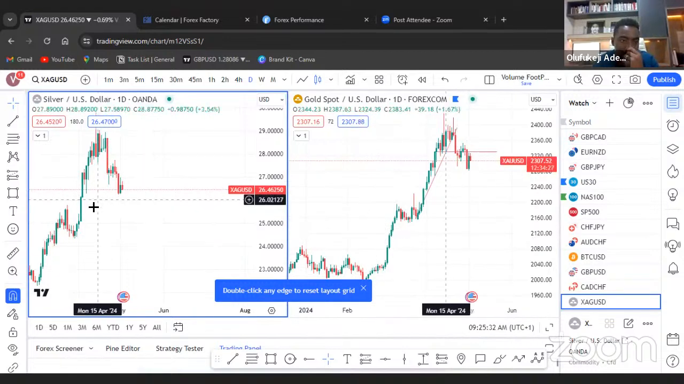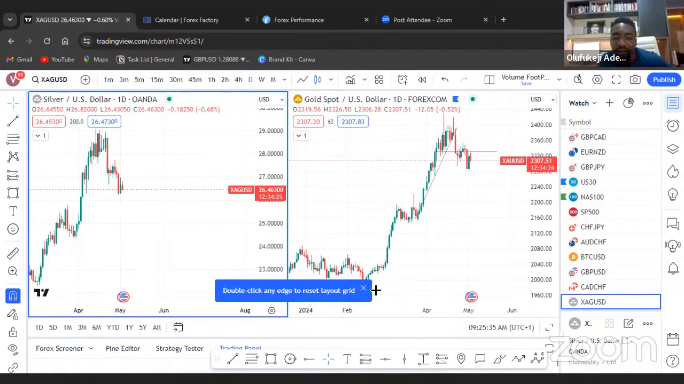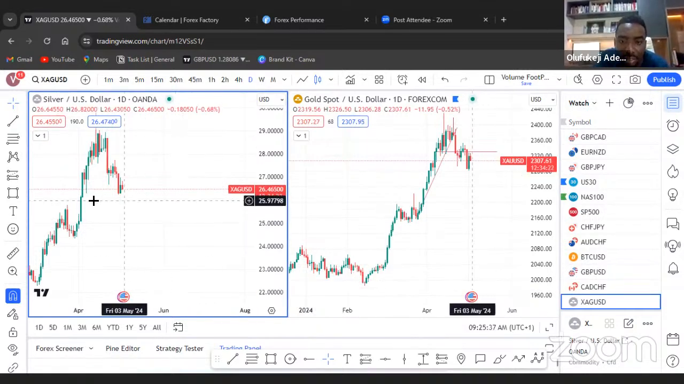And when did gold start buying? So gold and silver actually are correlated.